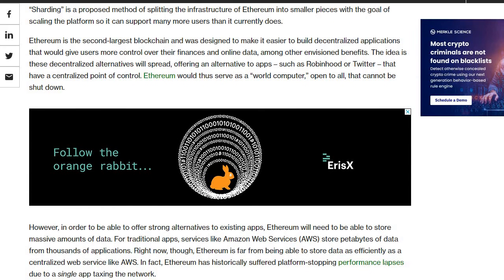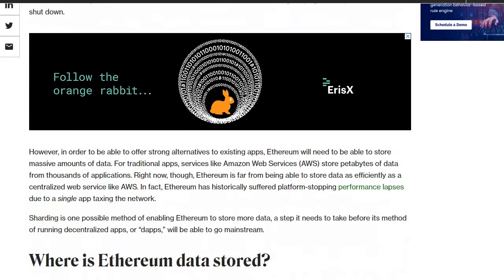Ethereum is the second largest blockchain and was designed to make it easier to build decentralized applications that would give users more control over their finances and online data, among other envisioned benefits. The idea is these decentralized alternatives will spread, offering an alternative to apps, such as Robinhood or Twitter, that have a centralized point of control. Ethereum would thus serve as a world computer, open to all, that cannot be shut down.